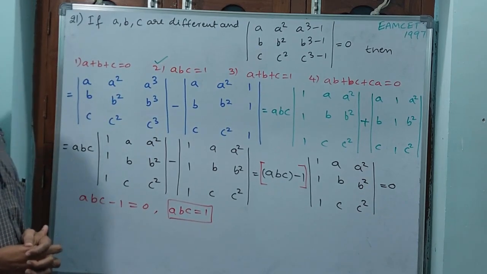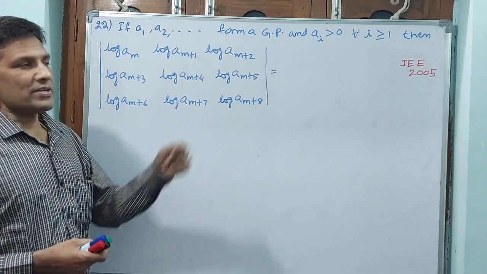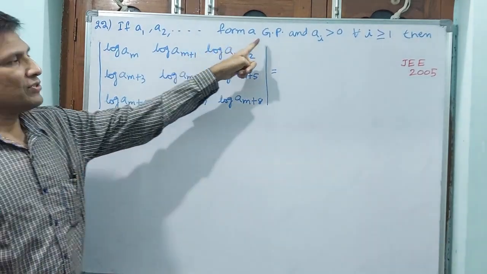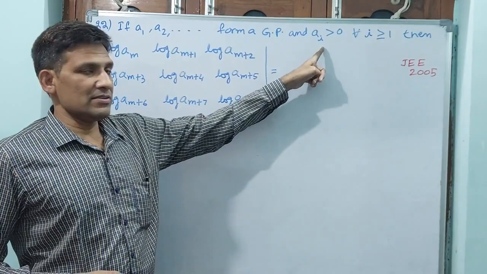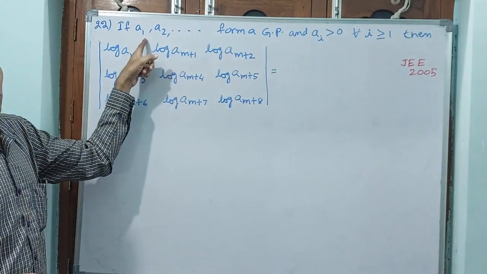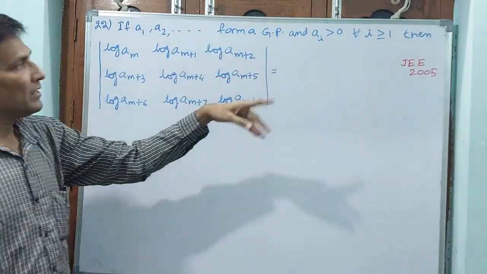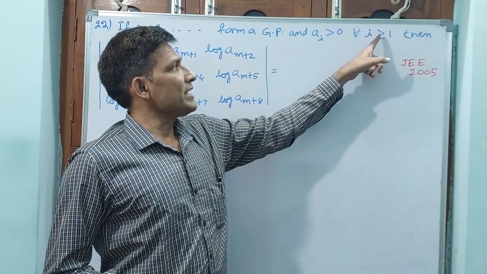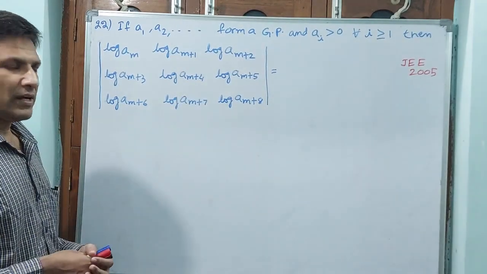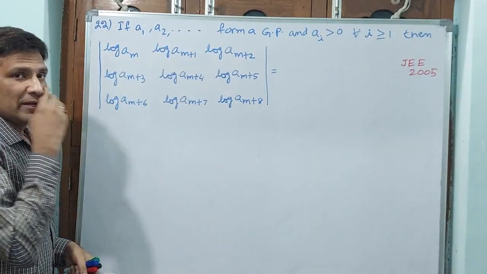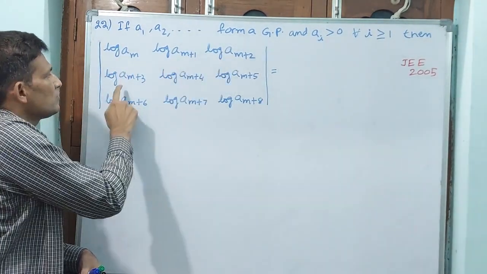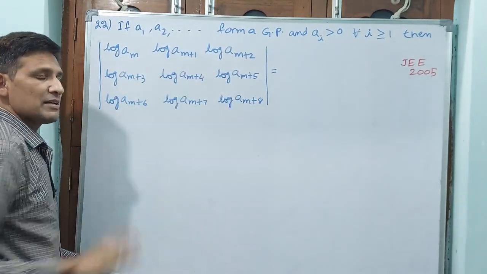Okay? Let us go for the 22nd question. If A1, A2 up to An form a GP, geometric progression, and Ai, suffix i, is greater than 0 for all i greater than or equal to 1. That means it should never be 0; from 1 onwards it will start. Both are the same. Then you see the determinant they are giving in logarithmic form: log of Am, log of Am plus 1, Am plus 2; Am plus 3, Am plus 4, Am plus 5; Am plus 6, Am plus 7, Am plus 8.